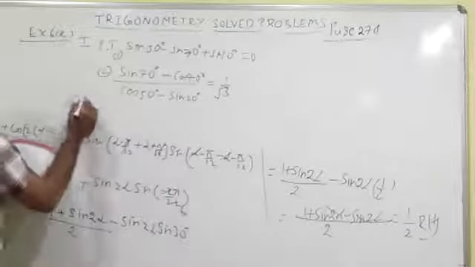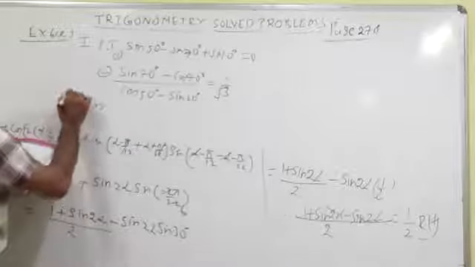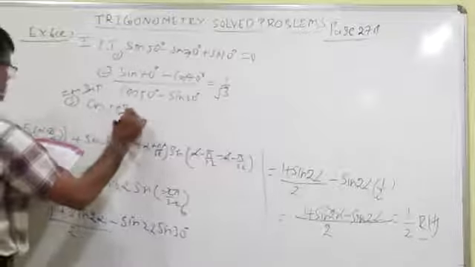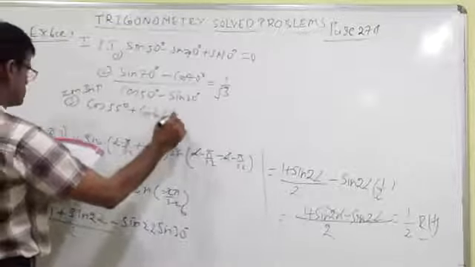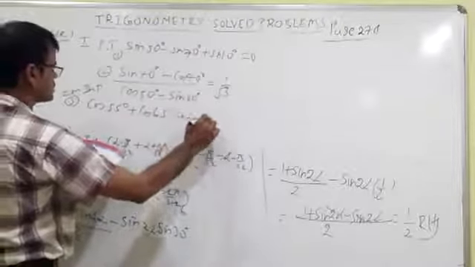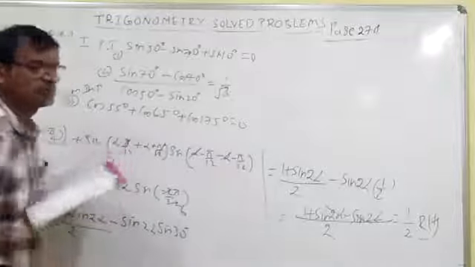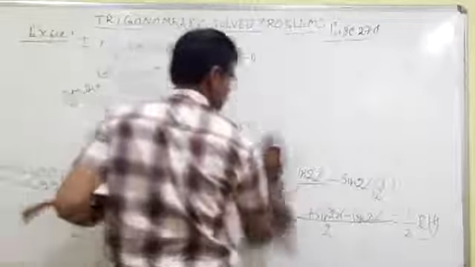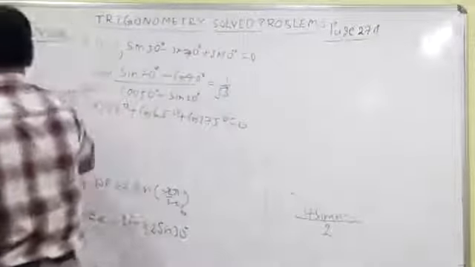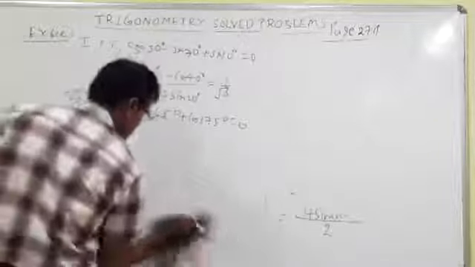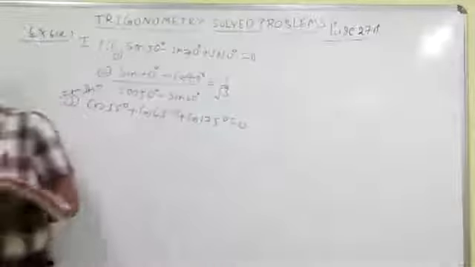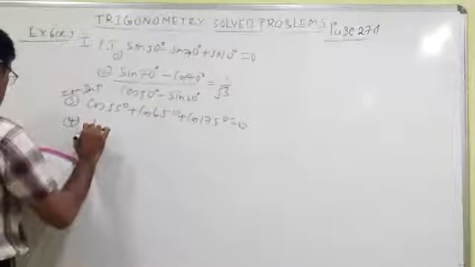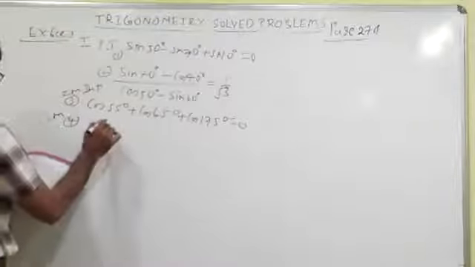Third one, cos 55 degrees plus cos 65 degrees plus cos 175 degrees is equal to 0. This is a 2 marks IMP question. This is a sum in objective also, in objective level 1. To do all the sums, you need to remember the formula. Next, to prove that, this is also a 2 marks IMP question.